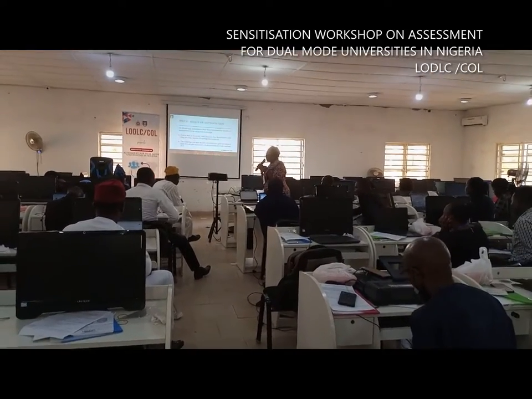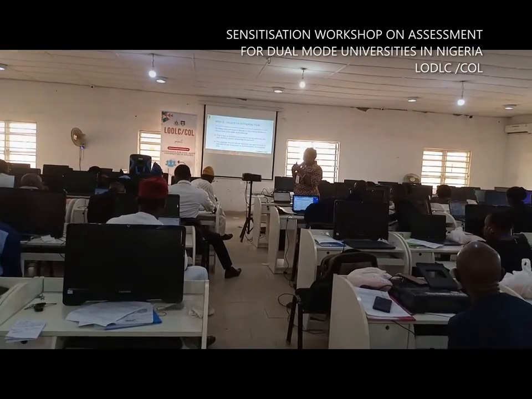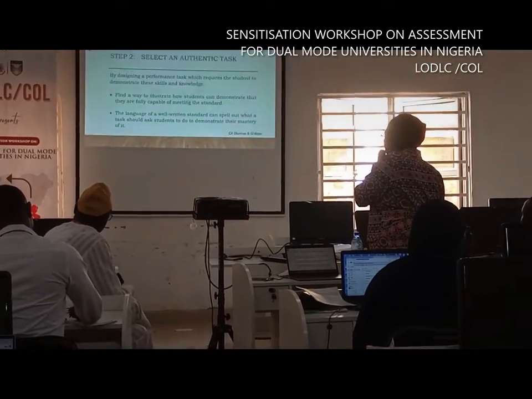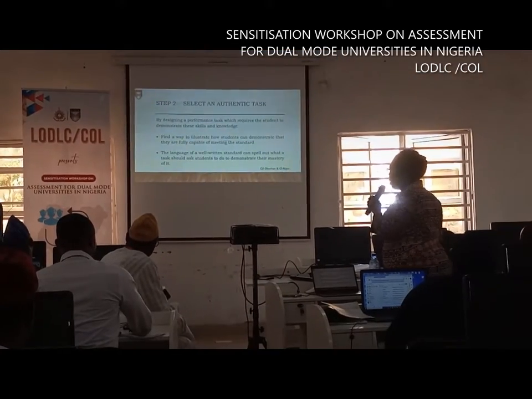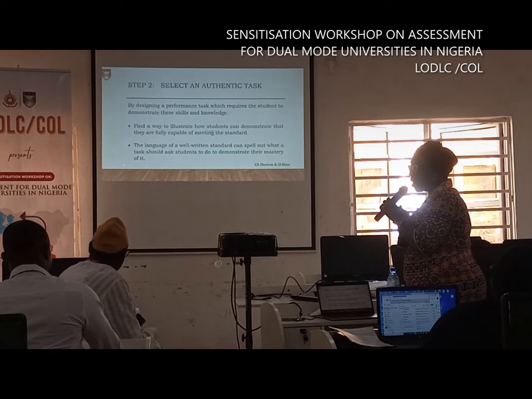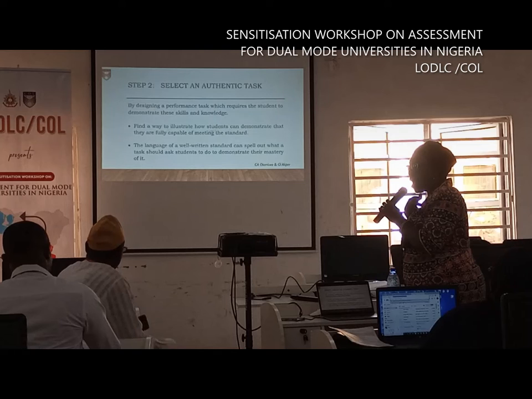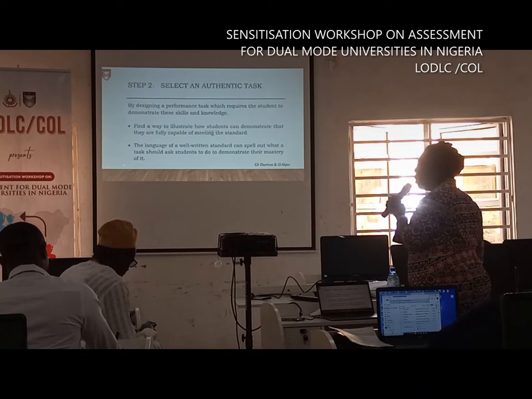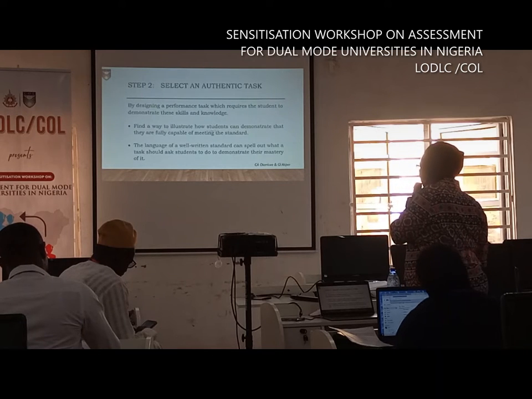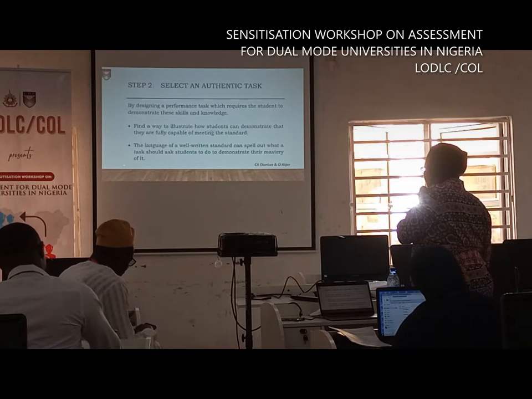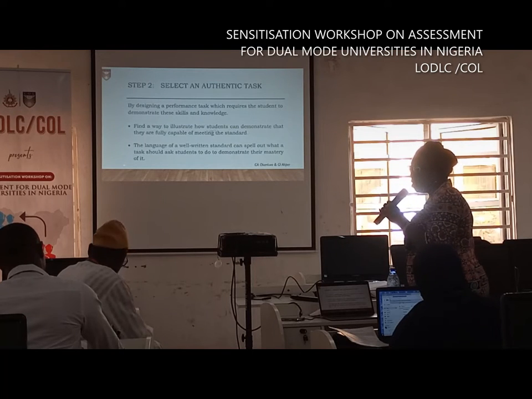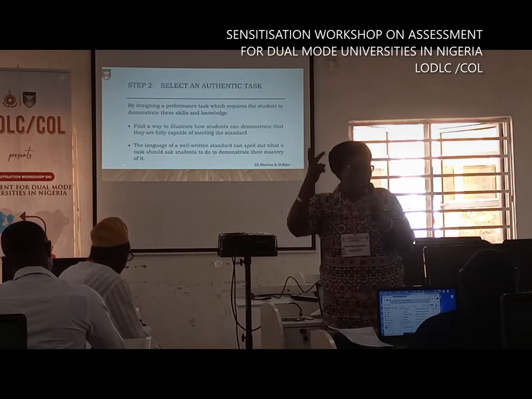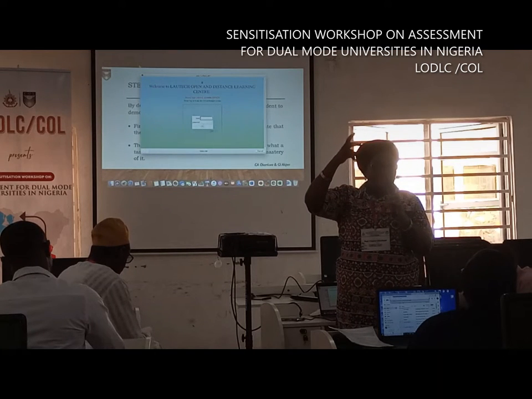Step two, I will select the task. It will show me at the end of the exercise whether the student will be able to add 2 digit numbers or not. By designing a performance task which requires the student to demonstrate the skills and knowledge involved in the standard I have selected. Find a way to illustrate how students can demonstrate that they are fully capable of meeting the standard. The language of a well-written standard can spell out what a task should ask students to do to demonstrate their mastery of the task. For instance, since my standard is for my students to add 2 digit numbers, I will select a task that will make them add 2 digit numbers.